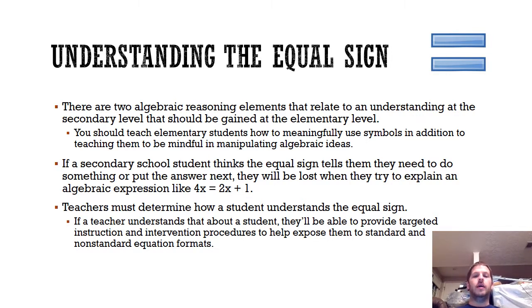Teachers must determine how a student understands the equal sign. If a teacher understands that about a student, they'll be able to provide targeted instruction and intervention procedures to help expose them to standard and non-standard equation formats.